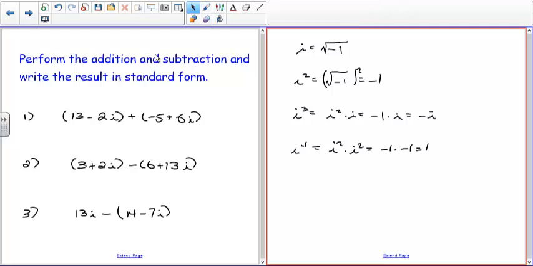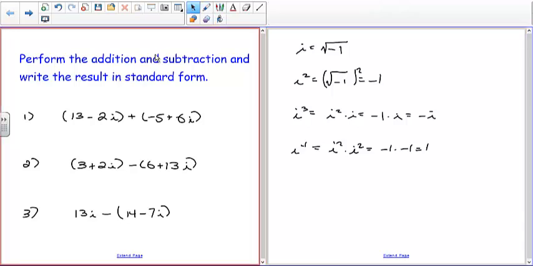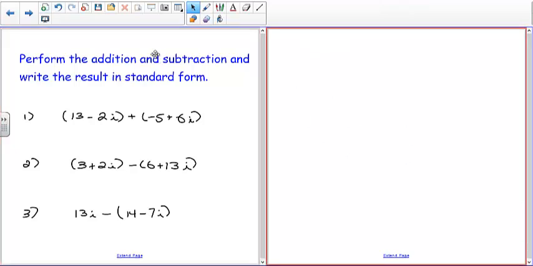So that's what we're going to do here first. We're just going to do the simple operations, which are addition and subtraction. So when you have addition or subtraction, you add or subtract the real parts. You add the real parts and you add the complex parts, and they're treated separately.